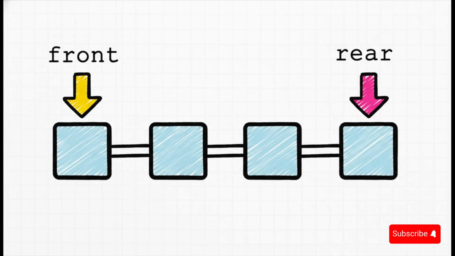Okay, so if each node is a person in line, we need some way to know who's at the very front and who just got to the very back. That's where two special pointers come in, front and rear. The front pointer always points to the first node, and the rear pointer always points to the last one. Think of them as the bouncers who know exactly where the line starts and ends.